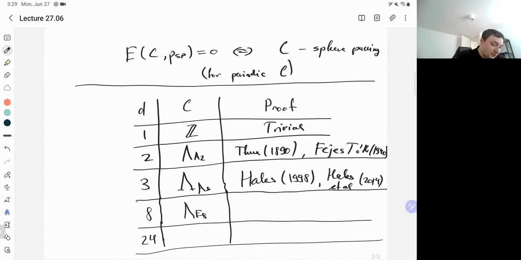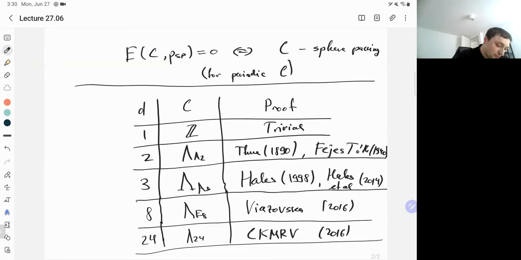So in dimensions 8 and 24, there are guesses in the intermediate dimensions for what the best packing should be. But in dimensions 8 and 24, the answer is actually known. In dimension 8, it's the E8 root lattice, and in dimension 24, it's the Leech lattice. In the first case, this is the work of Maryna Viazovska from 2016, and then almost the same week, a group of 4 or 5 people, including Maryna: Henry Cohn, Abhinav Kumar, Steve Miller, myself, and Maryna.